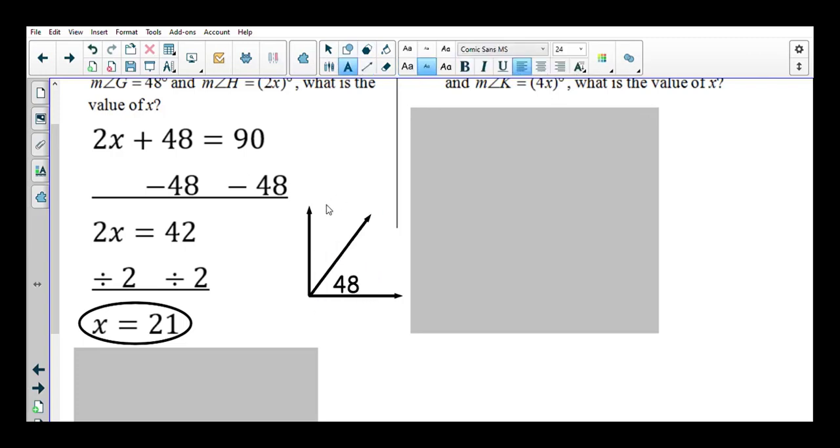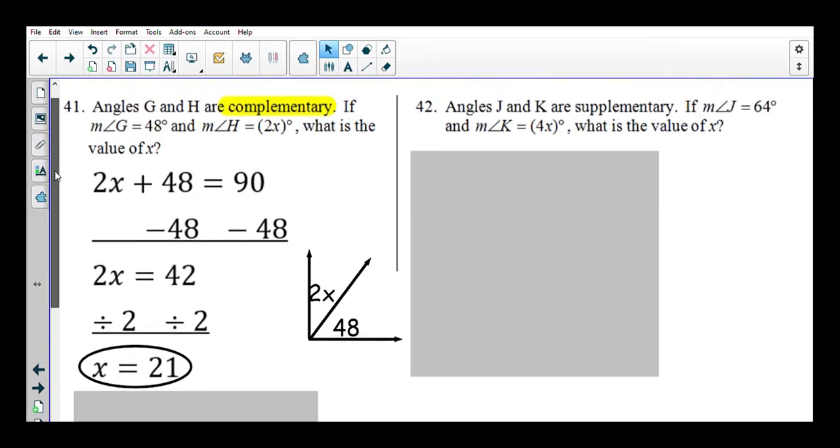And then we know this guy up here is 2x. We know they have to add to 90, so 2x plus 48 equals 90. All right, last one of these before we see the last three.